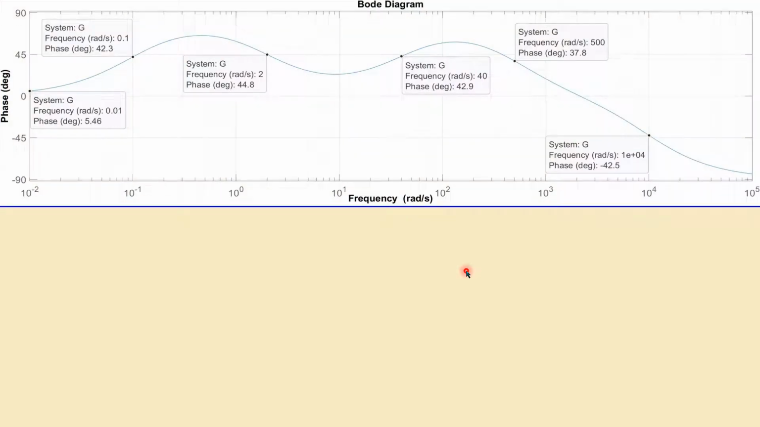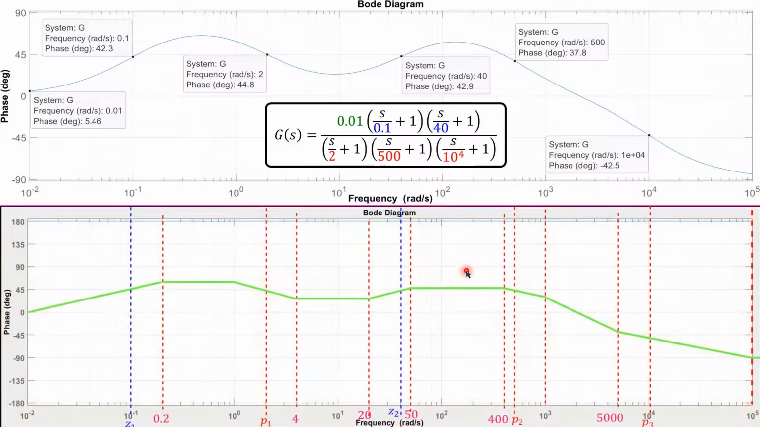This is the phase plot, and this is our drawing. Now again, it starts at 0 degrees in our case, but in this case it is starting at, let's say, approximately 5.5. Of course, if you go to lower frequencies, let's say 10 to the power minus 3, or maybe 10 to the power minus 6, almost to 0, this will approach 0. So this is asymptotically for sure 0 degrees.